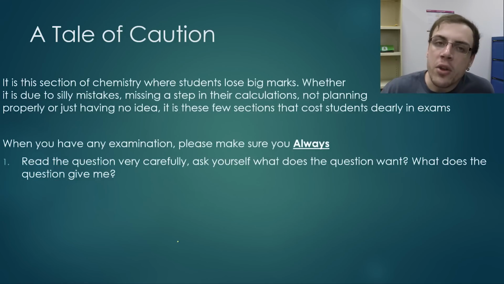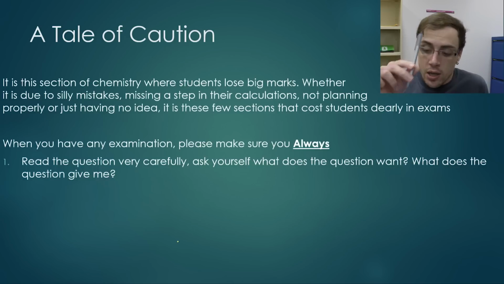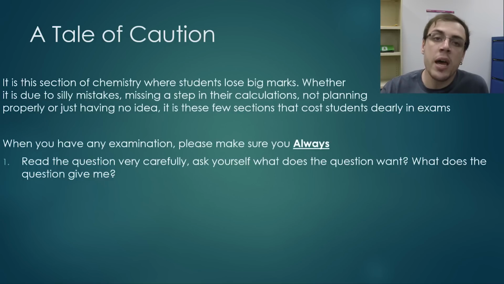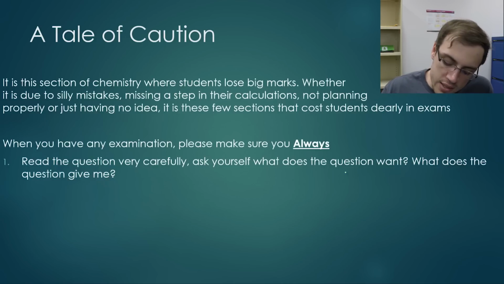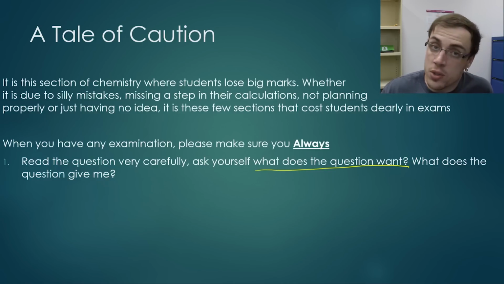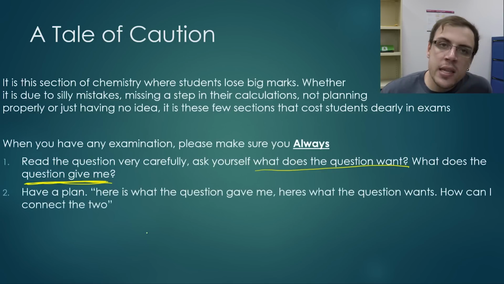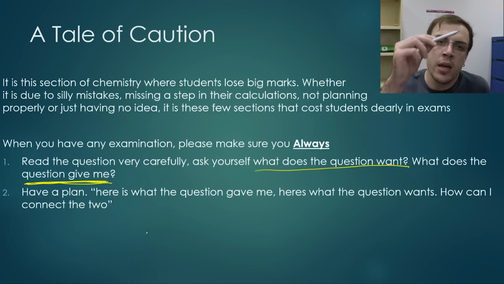So again, when you're in a chemistry exam, make sure that you always read the question carefully. So put your pen down, read the question, then pick your pen up and then read the question again. And I want you to underline, circle, bracket, whatever you like, what the question wants from you. So ask yourself, what does the question want? So what does it want you to answer? Now, the next thing too is have a plan. Find out what the connection, what is the link between what the question gave you and what the question wants.